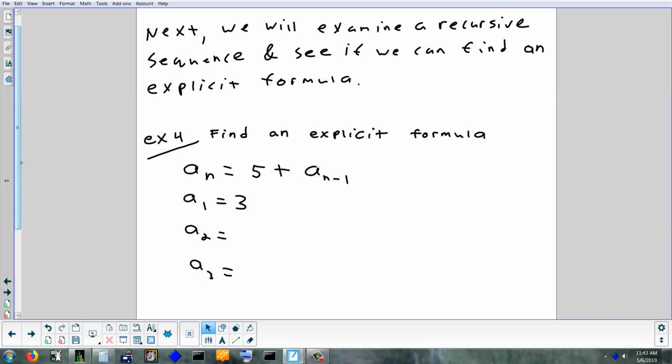All right, so now we're going to take a look at a recursive formula and see if we can turn it into explicit. The easiest way to do this is to make a little table, look at the pattern, and see if we can figure it out. In general, it's very hard to turn a recursive formula into an explicit one, especially when the formulas get more complicated. I mean, this is just plus 5 each time. That's not bad. But this can become an extremely hard thing to do.